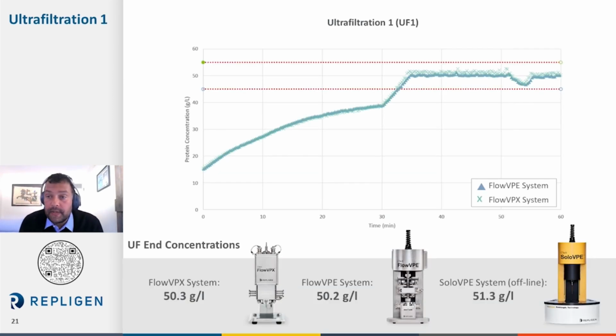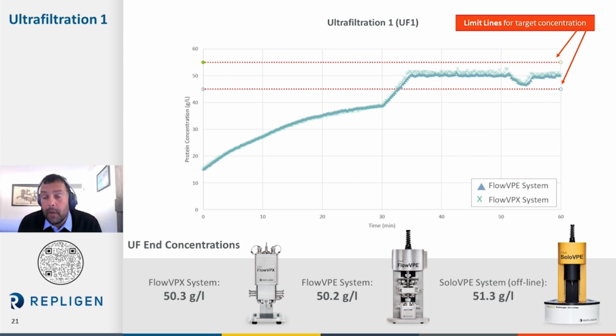So breaking down the process here a little bit to show you the limits and what the advantages are. We took 3 systems and compared them all, the FlowVPX directly in line with the FlowVPE at the same exact time. And then we took samples at various steps of the process and compared it to the offline SoloVPE. In UF1 here, you can see it's relatively uneventful, up to 50 mg per mil. All the systems are agreeing, and the limits in the red lines are shown to show the target concentrations that they're using for the next follow-on step.